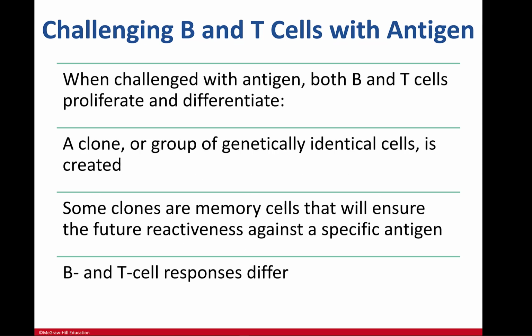It's an amazing system. So when challenged with antigens, both B and T cells proliferate and differentiate, so they do their job. A clone, or a group of genetically identical cells, is created. So we make a huge number of identical cells. Some clones are memory cells that will ensure future reactiveness.